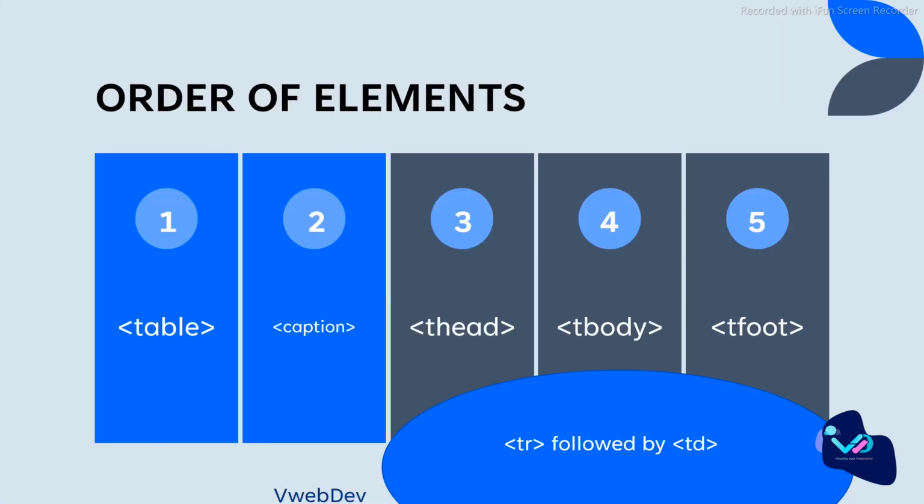Coming to the order of these elements, we have the table at the very first, and then the caption element, which is optional, but it is good practice to use it. Then we have the head section, the body section, and the foot section. Each of these sections can have any number of rows and columns. The head section can have any number of rows and columns, the body section can have any number, and tfoot can also have any number. But overall, the table should have at least one row and one column. We should remember that.